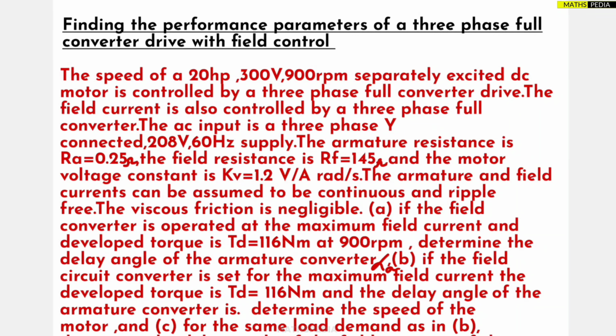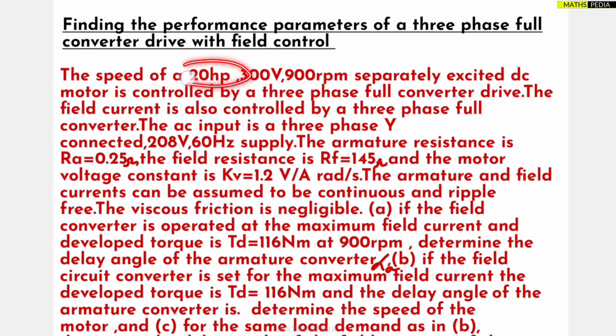So in this question, we are going to solve what? Finding the performance parameters of a three-phase full converter drive with field control also included. In the previous case it was not included. Okay. So I think the values might be similar, but we'll see.